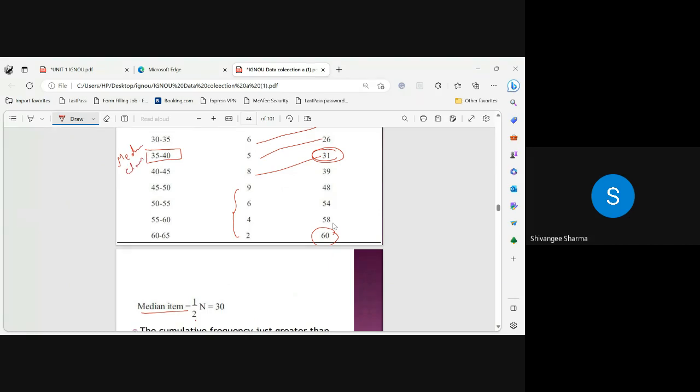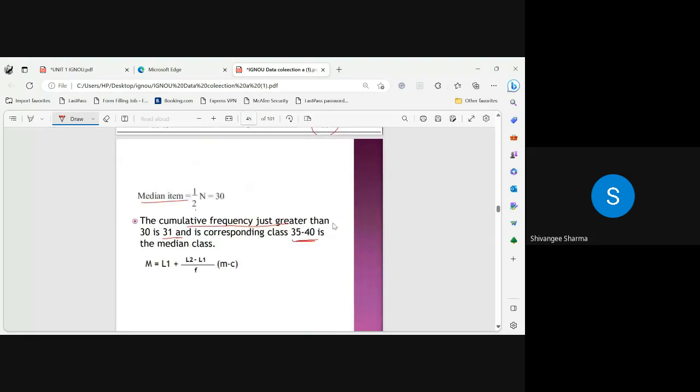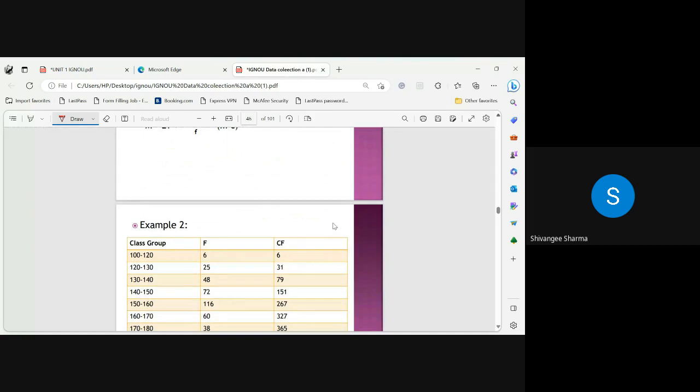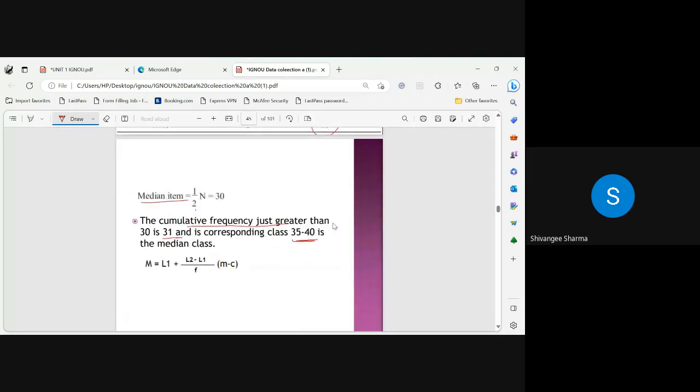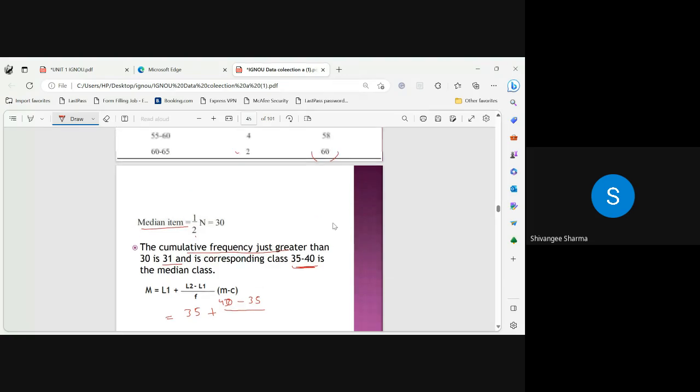Once you have allocated the median class, the lower value will be L1, which is 35 here, and the upper value will be L2, which is 40 here, right? Now we put all the things in the formula. I think you people can try it on your own also. Here, lower limit will be 35 plus 40 minus 35 upon frequency.